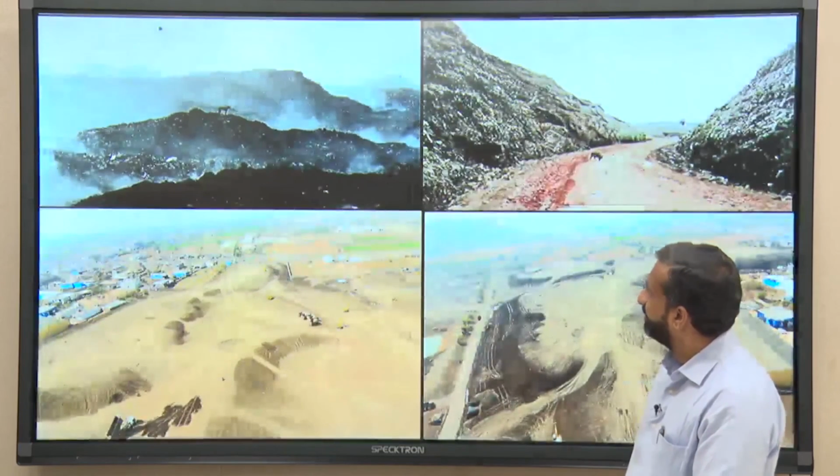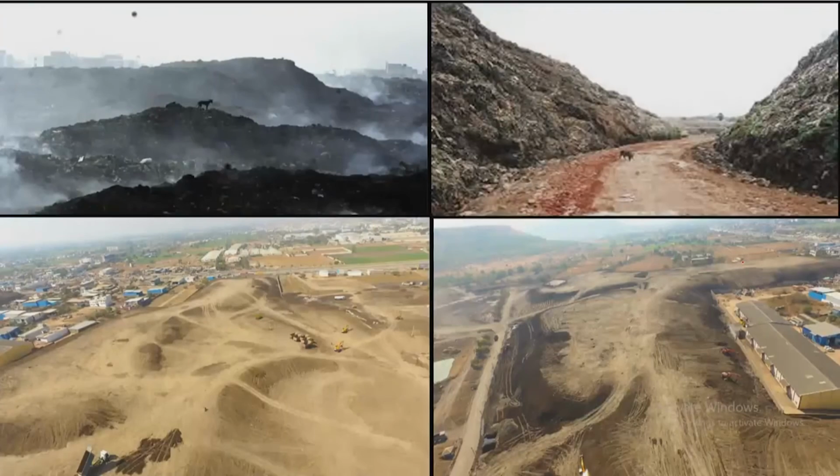Now, you see here, this was the old time, see here, this was the old dump site. Now, you see here the same location, it has become like this. Now, nobody can say that this was the old dump site.